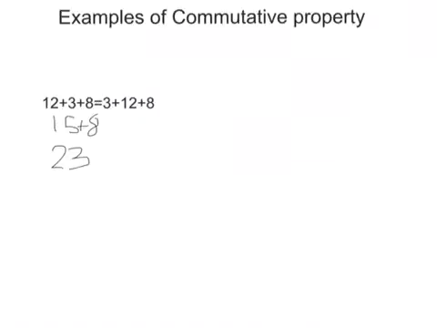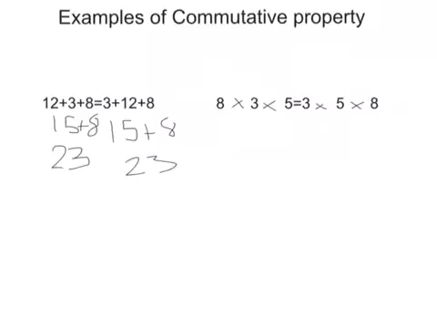So, to see if they're the same. 3 plus 12 equals 15. Plus 8. 15 plus 8 equals 23. So no matter where the numbers go, that doesn't change the amount that it will come out to. If you look closely, I changed the 12 and the 3 for the next one, so then it was the 3 and the 12.